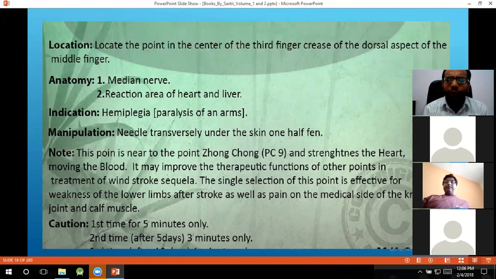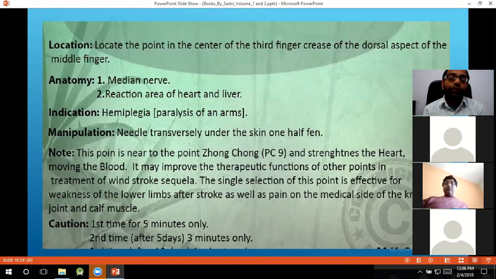So the first time I treated it for 15 minutes. The second day I treated it for 10 minutes and the third day I treated it for 3 minutes, and then I stopped. The gap between the first needling and the second needling should be 3 days or 2 days. And you cannot needle this point every day because again it will create another stroke. It will raise the blood pressure.